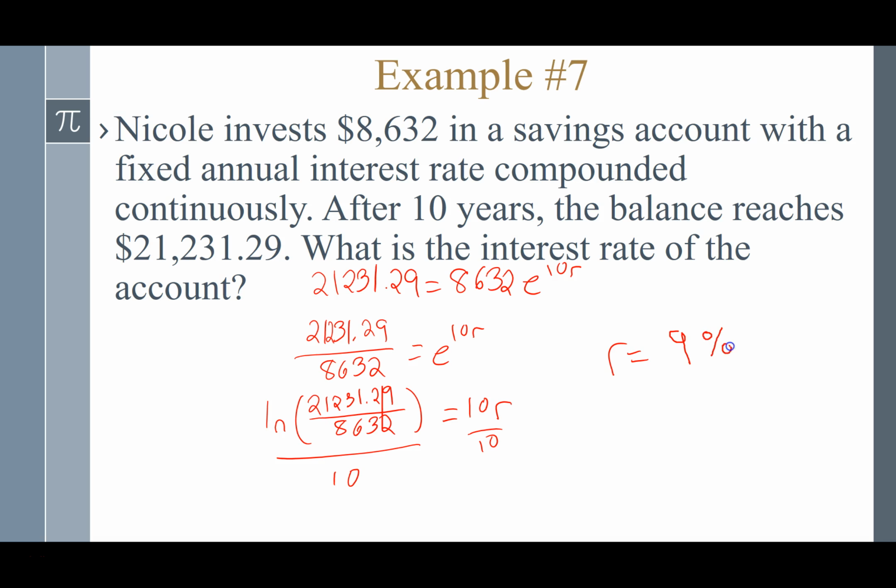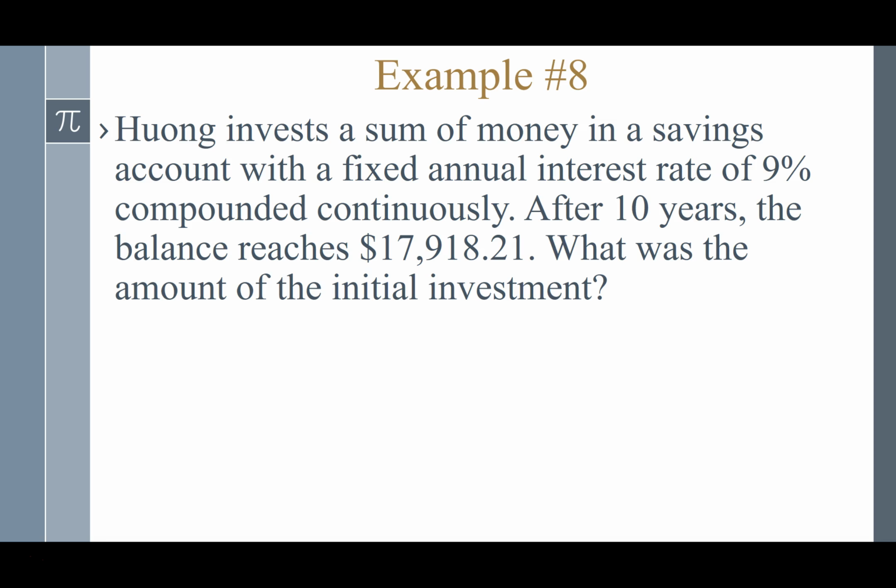Again, with all these problems, you really want to avoid using the calculator until you have the variable solved for itself, so just rewrite the equation and then type it in one step. This reduces the possibility of rounding errors and other mistakes that might occur. Well, we talked about how to find the final amounts, the interest rate, and the time, so let's talk about how to find the initial investments. So, we're investing a sum of money, interest rate 9%, 10 years, balance reaching 17,000, and so on. Find the initial investment.